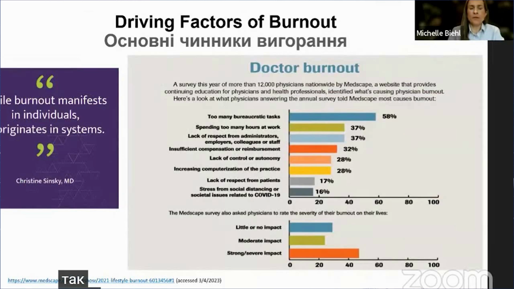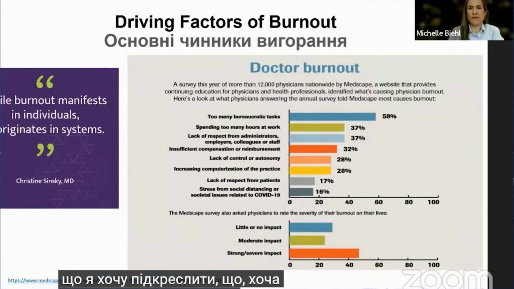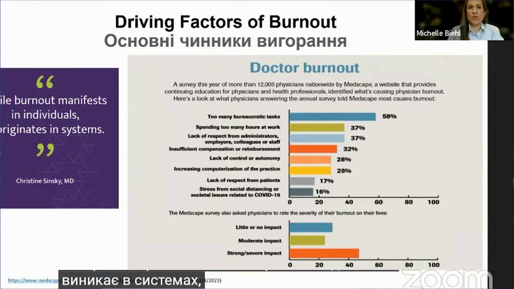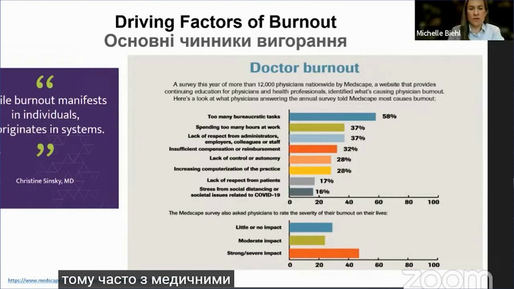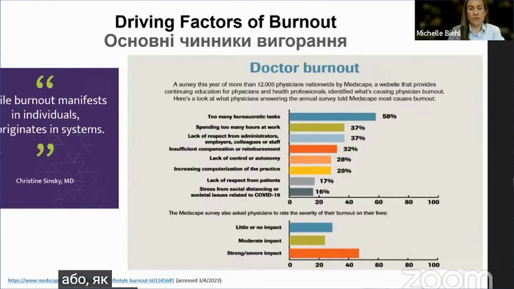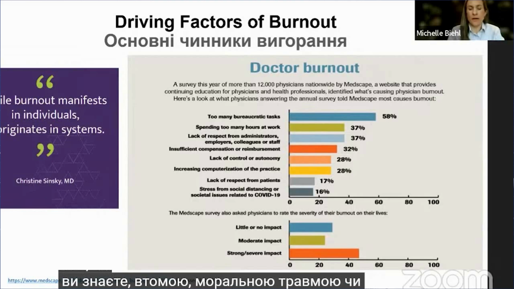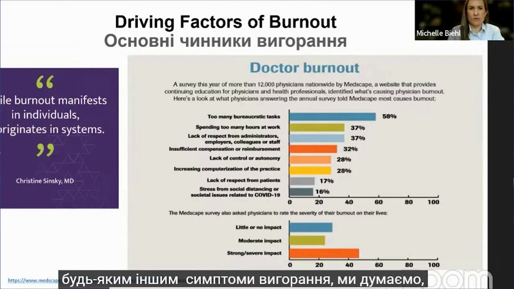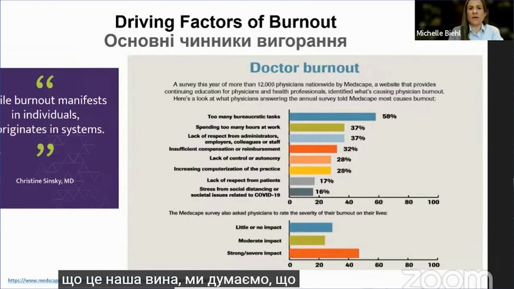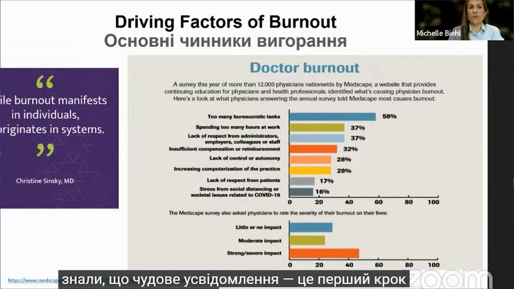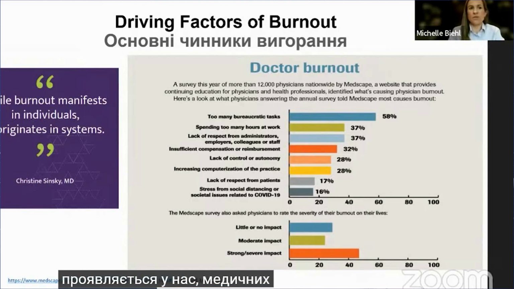So I want to really emphasize that while burnout manifests in individuals, it originates in systems. A lot of times we healthcare professionals, when we feel exhausted or with fatigue, moral injury, or any of the symptoms of burnout, think it's our fault. We think something is wrong with us, and that we are the only ones feeling that way. So creating awareness is the first step, and knowing that although it manifests in us healthcare professionals, it most of the time originates in systems.